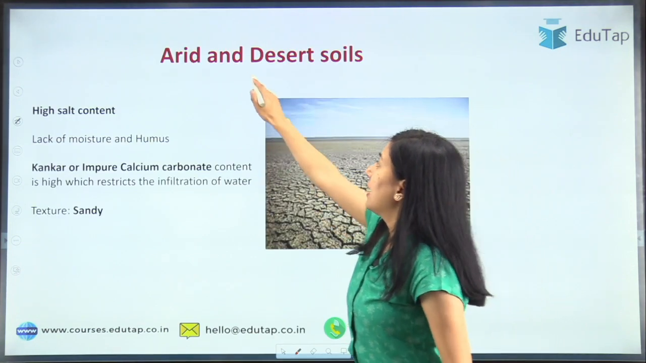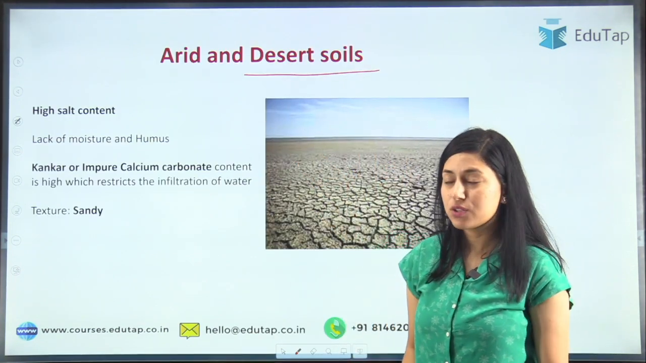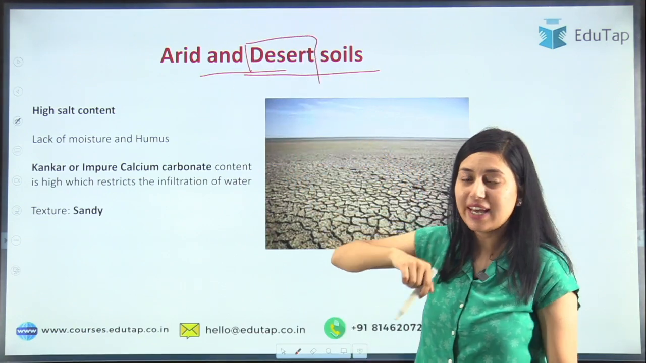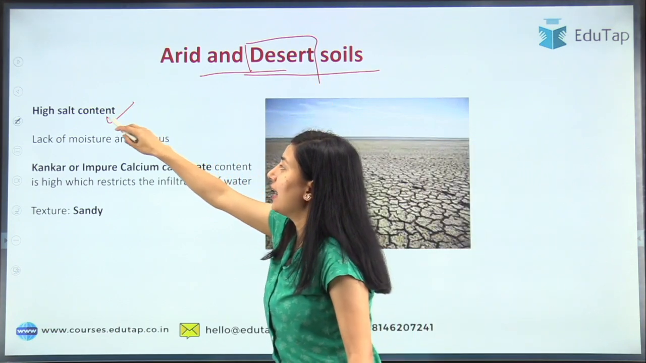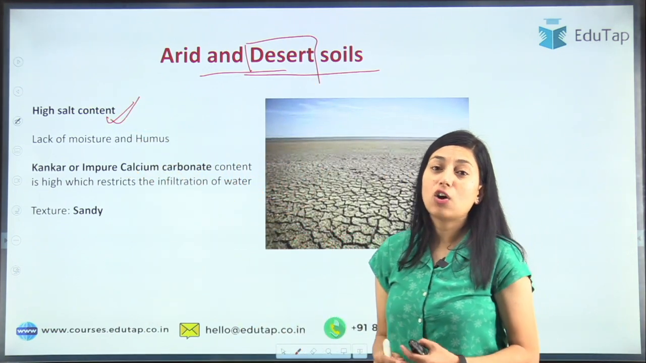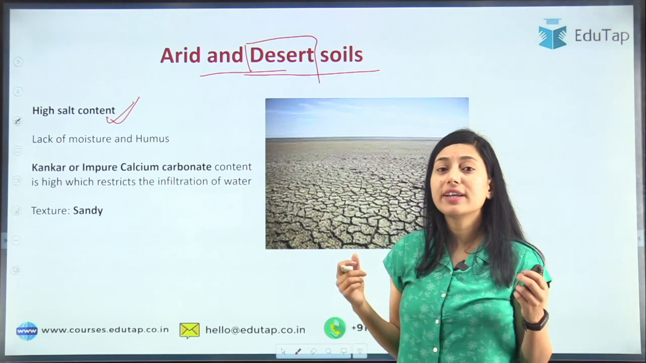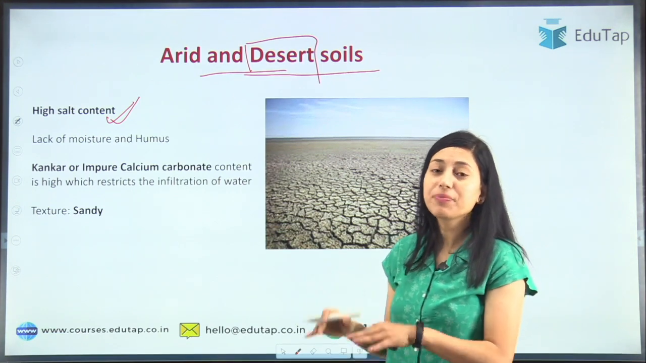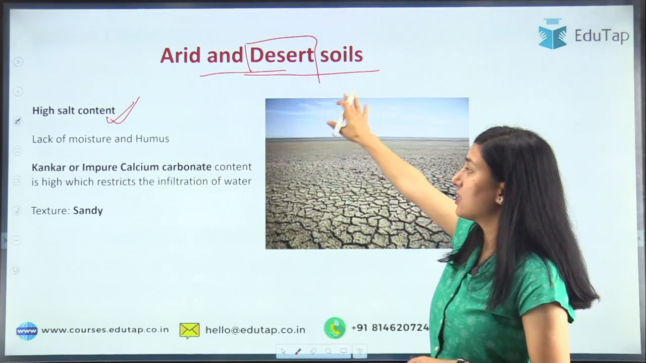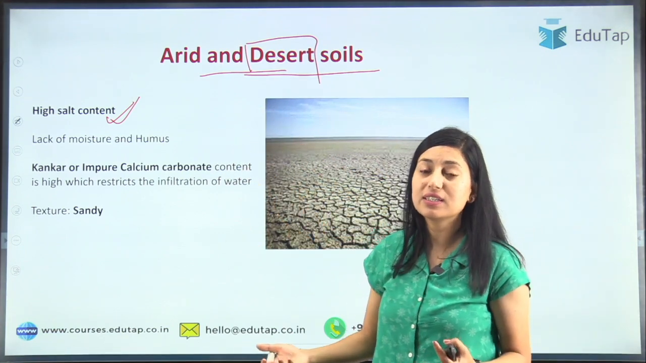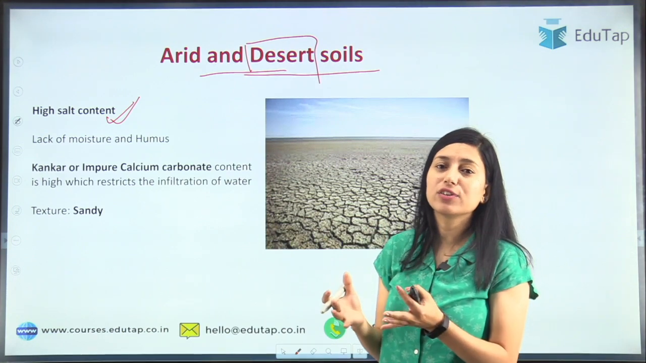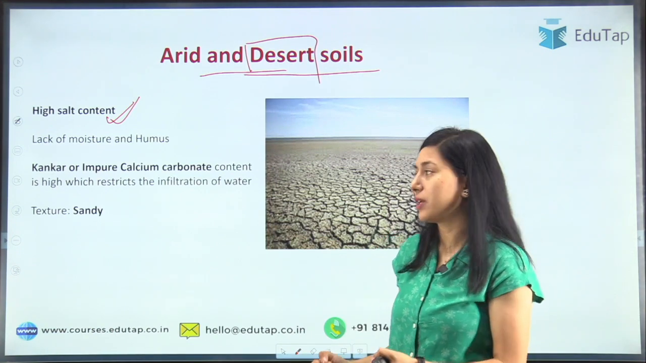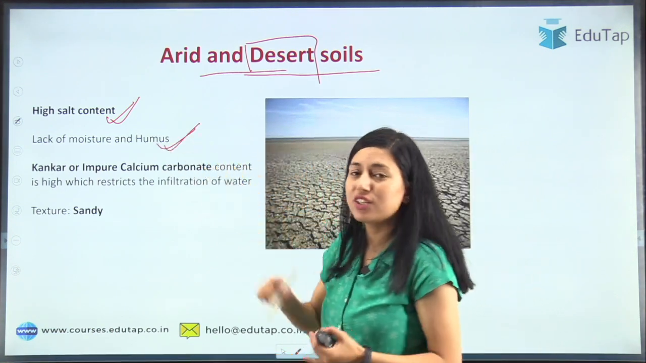The other type is your arid and desert soil. Students, as the name suggests, this will be the soil of your desert and arid regions. Such soil is high in salt content. Why? Because salts accumulate on the surface, and there is not enough rainfall to percolate and leach the salts underground. So these arid and desert soils have high salt content, because wherever the salts are formed, they get accumulated on the surface, and there is not much water to leach down all these salts. And also they have a lack of moisture and humus.